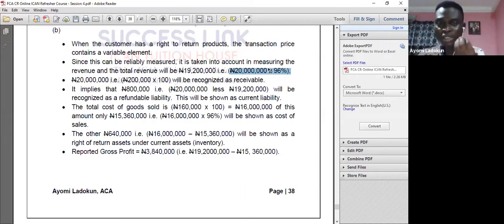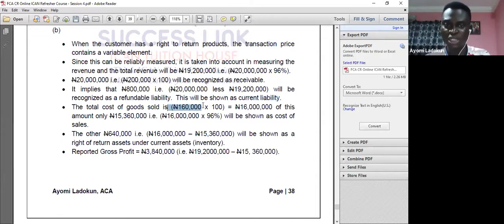Or if you don't understand that, just say on that 100 units multiplied by 200,000, we have 20 million. Then 4% of 20 million, remove it, you have 19.2 million. Is that okay? Now, so we now recognize the whole 200 million as your receivable. Then this implies that 800 million, which is the difference between your 20 million and 19.2 million, will now be regarded as a refundable liability shown in your current liability. That's the contract liability I was talking about.